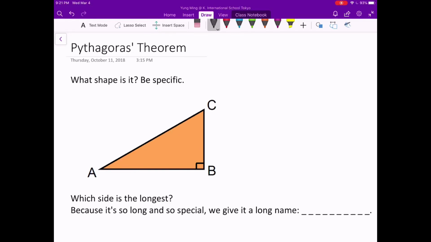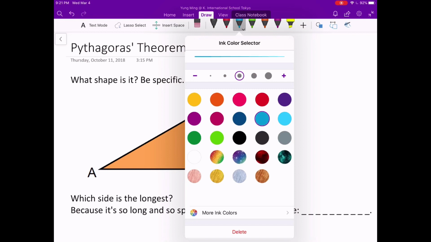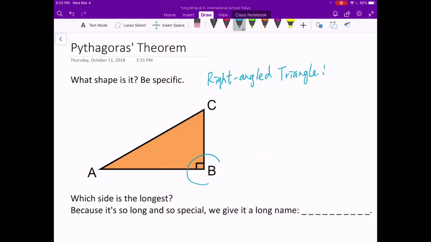Alright guys, welcome back. Today we're going to talk about Pythagoras Theorem, one of your favorite theorems. So first of all, what shape is this? Try to be very specific, think about it, pause the video if you need, and when you're ready, we will get back together. So as you know, this is a triangle, but this is not only a triangle, this is actually what we call a right angle triangle. Okay, because we have this right angle right over here.